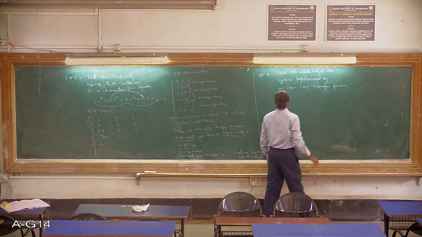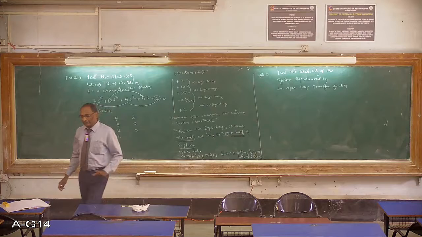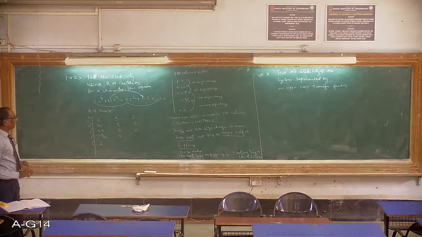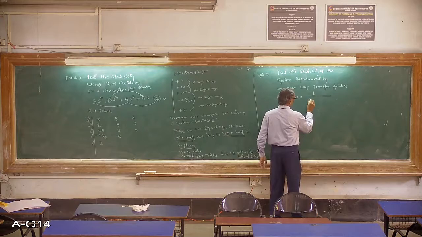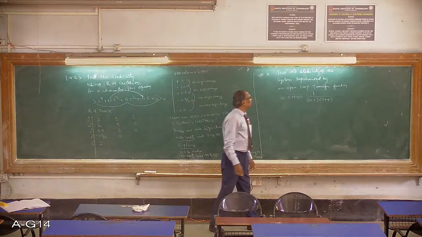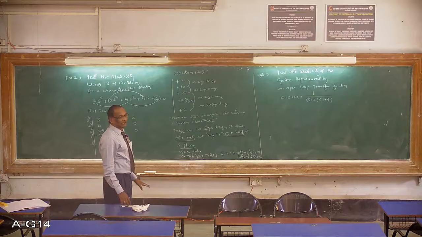In the previous two examples, the characteristic equation was directly given to you. If I give an open loop transfer function, I will consider a simple example, G(s)H(s), just to give a concept, s plus 2, s plus 4. The open loop transfer function is given to you. When the characteristic equation is given, you can directly start with the RH table.